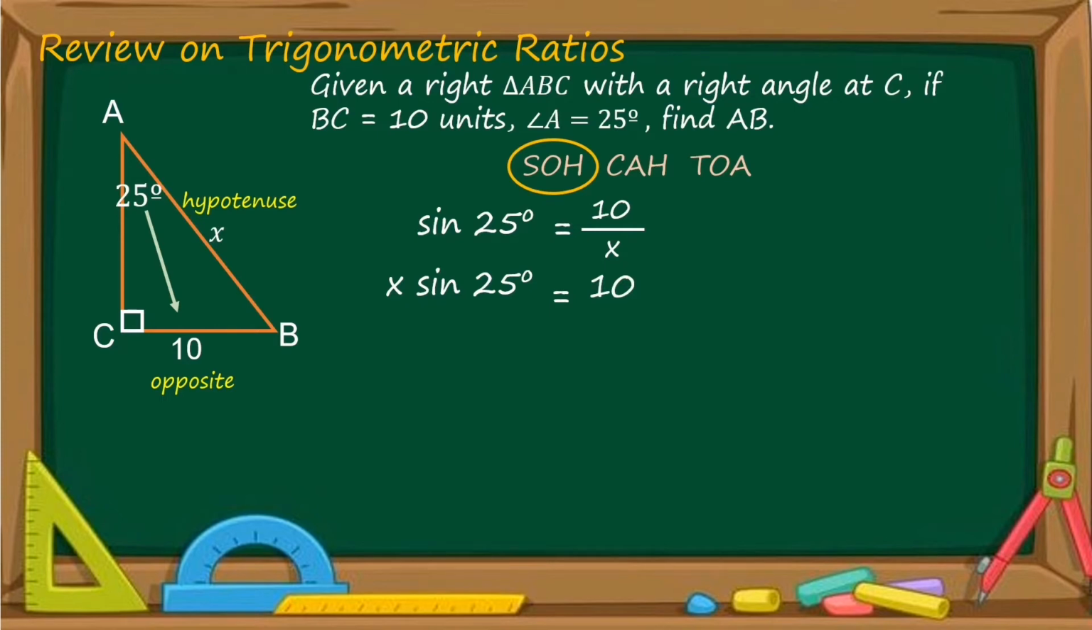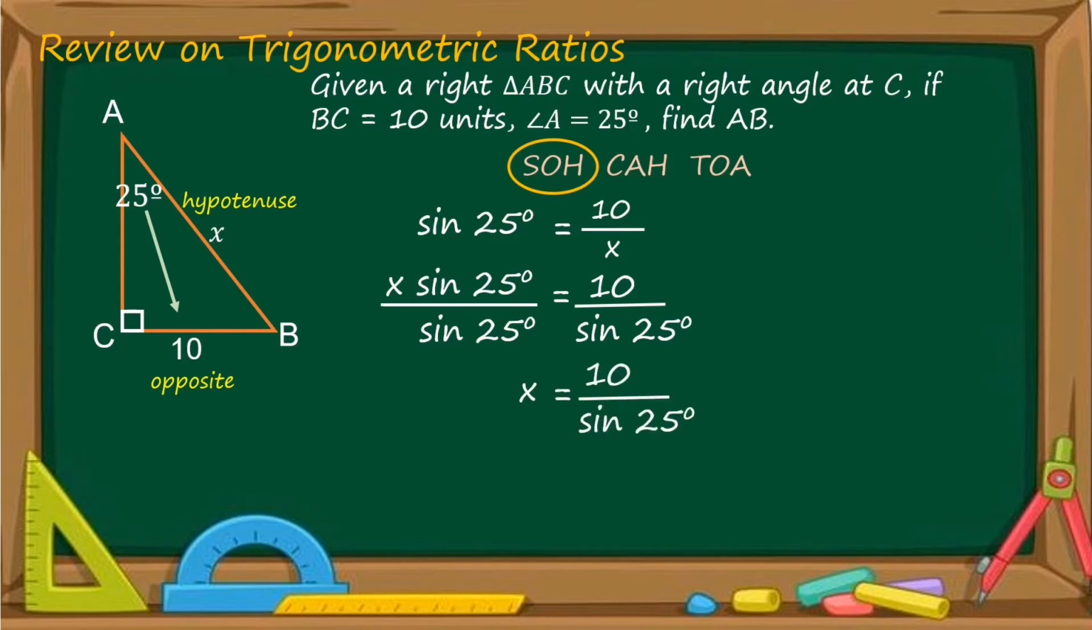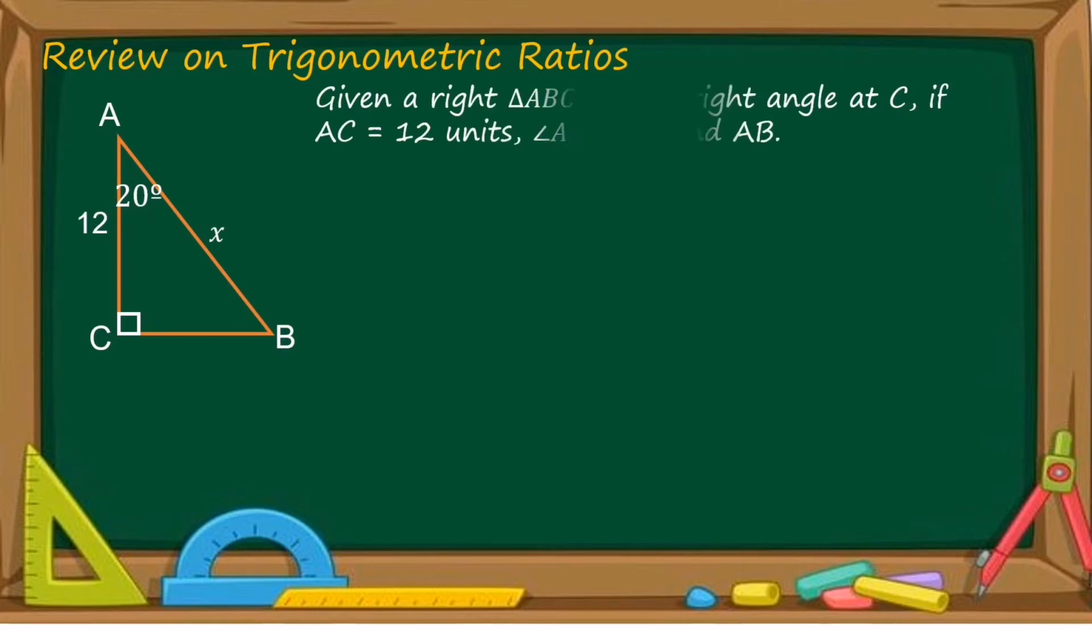Let us eliminate sine 25 degrees by dividing both sides by sine 25 degrees. X sine 25 degrees divided by sine 25 degrees is equal to X, so X is equal to 10 over sine 25 degrees. Using our calculator, the value of 10 over sine 25 degrees is equal to 23.66. Therefore, the measurement of AB is equal to 23.66 units.